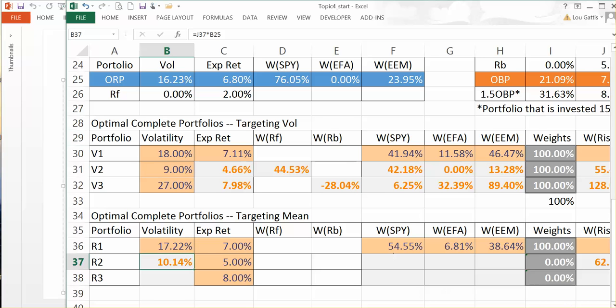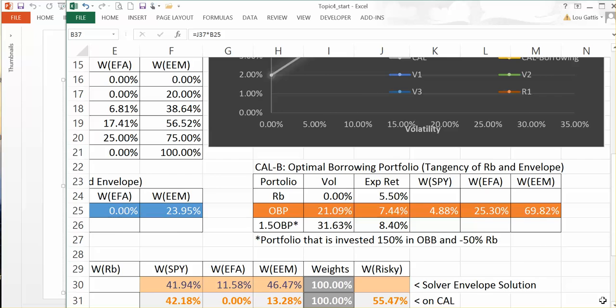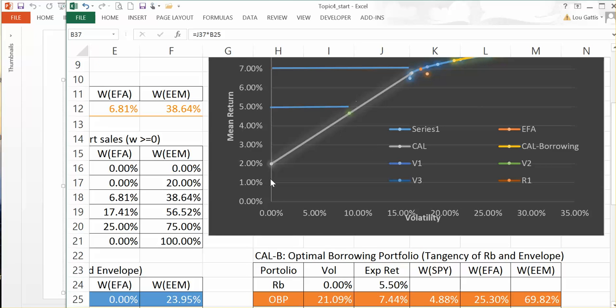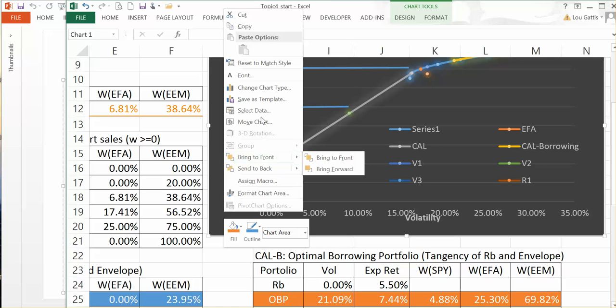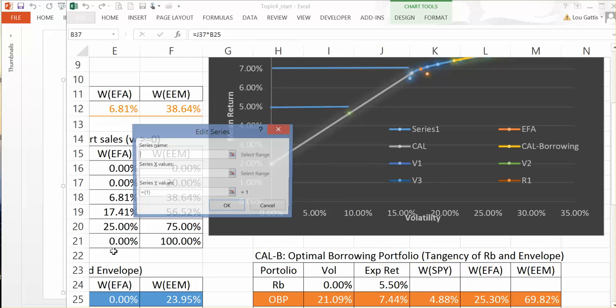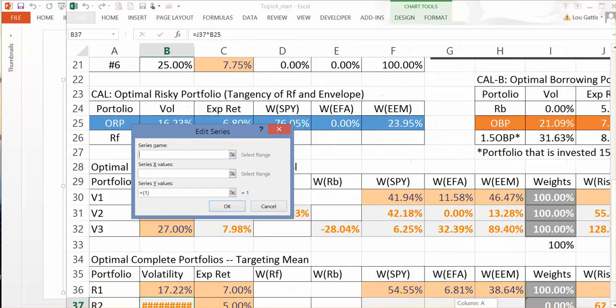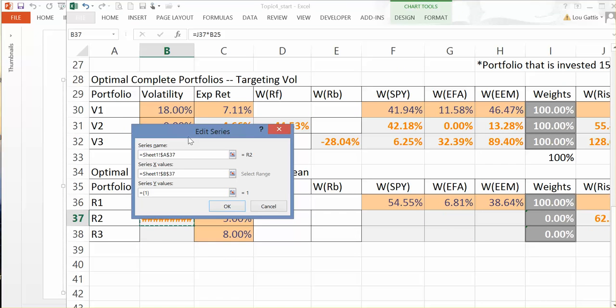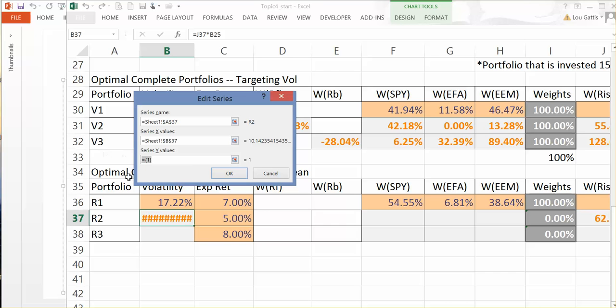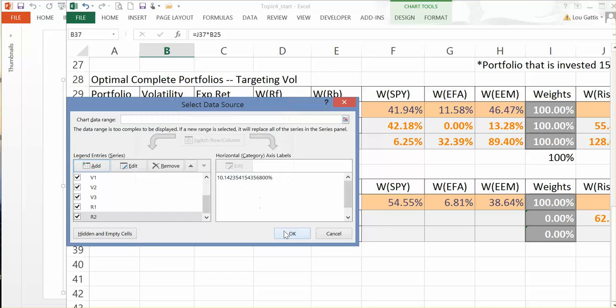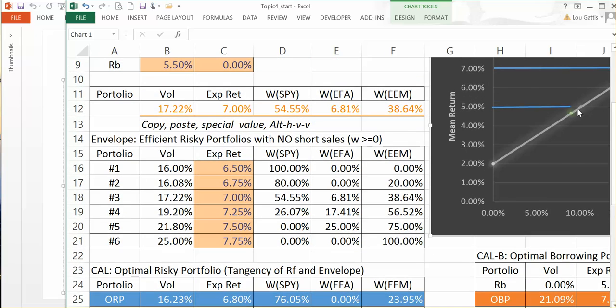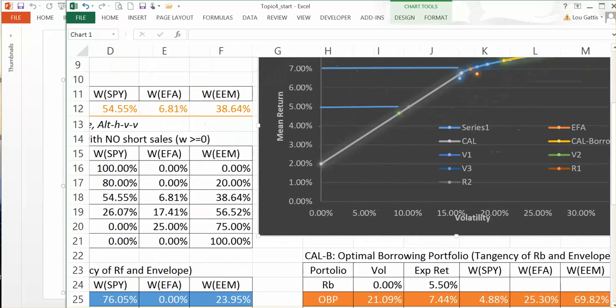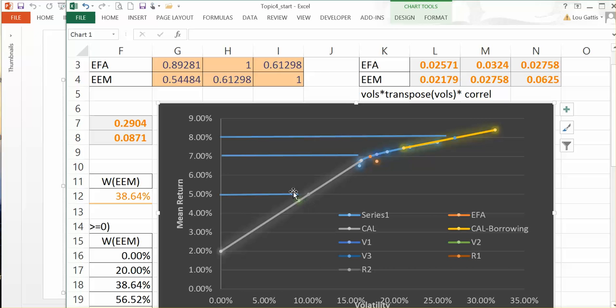I'll add that to my graph, make sure I got it correct. So that one again should show up right here. Select data, add, R2, standard deviation, mean, and let's see if it's in the right spot. There it is. Looks good. That portfolio is exactly at 5%. This one's at 7, and the last one we're going to do is for 8.